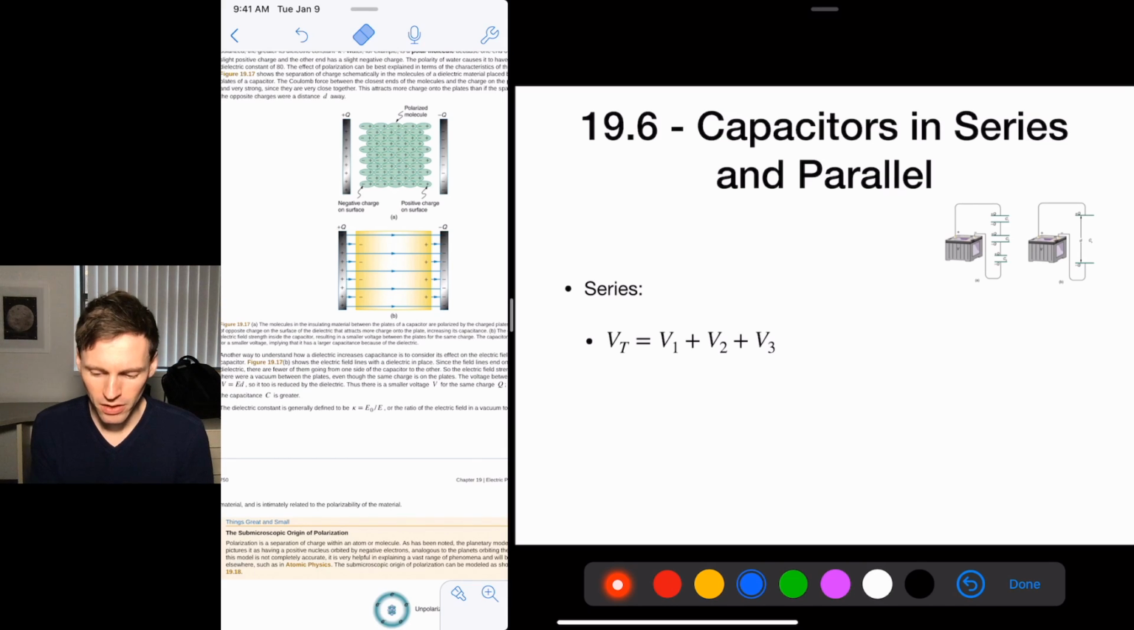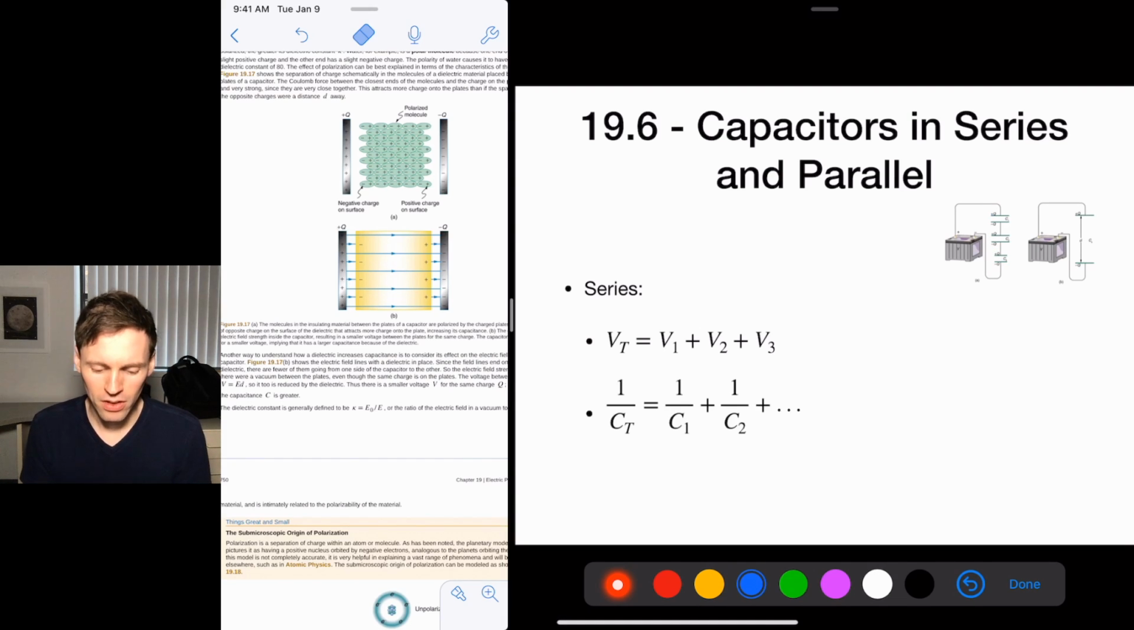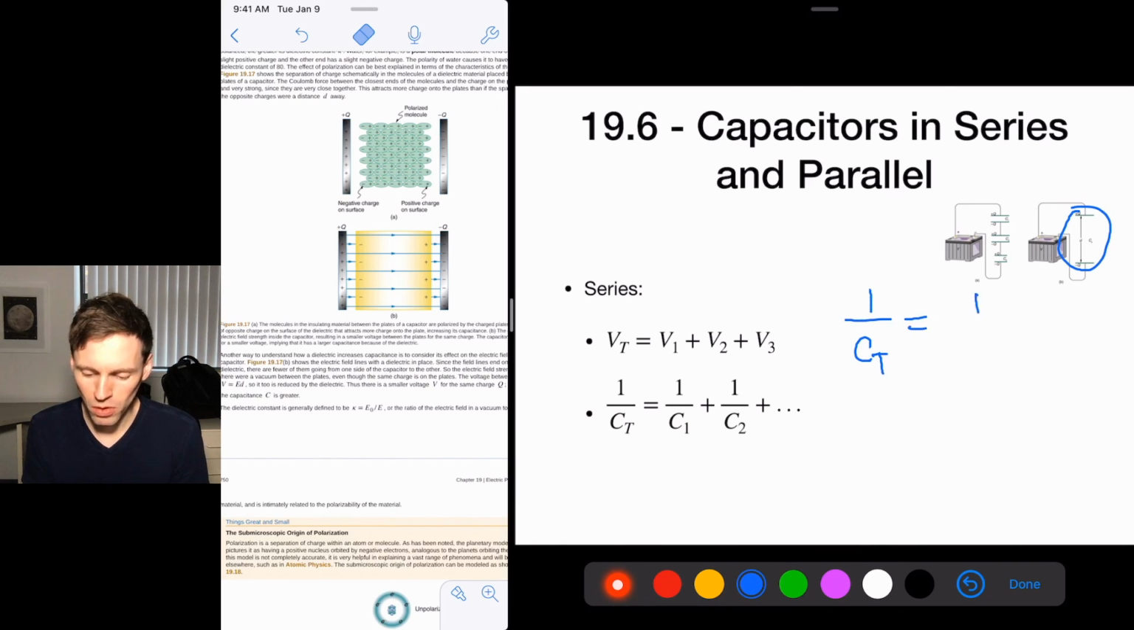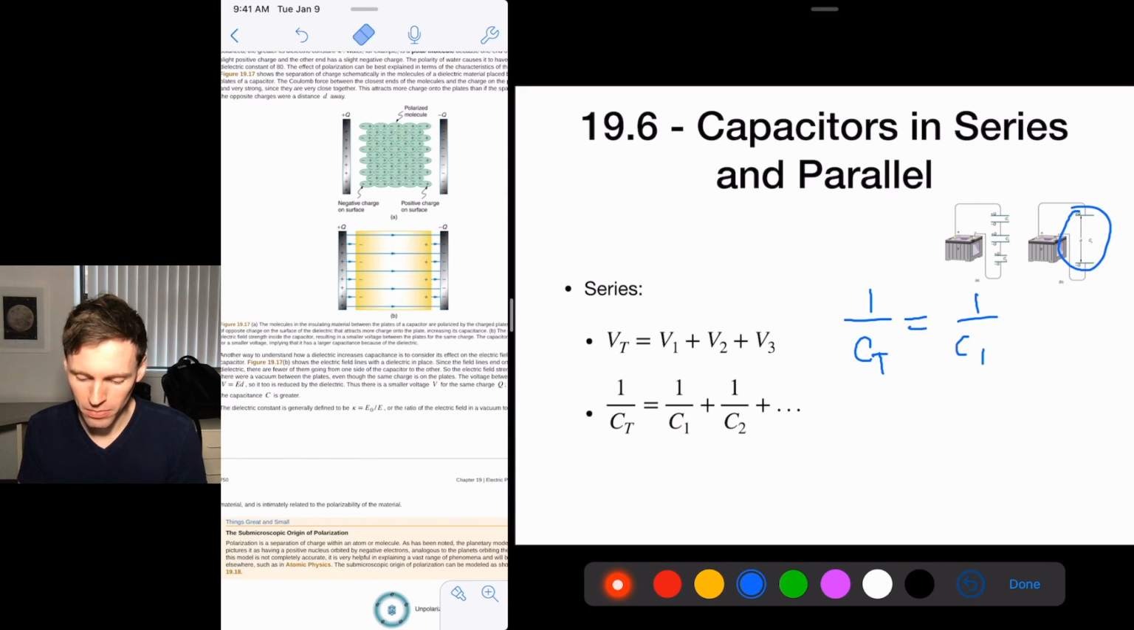So in series, the voltage from one side to the other is just the voltage across the first one plus the voltage across the second one plus the voltage across the third one. Okay? And then the total capacitance, if you want to treat this as one capacitor, is related to the inverse of each one. So it's a weird equation. If you want to calculate the total capacitance, you have to do 1 over every capacitance, add them all up, and then do 1 over that at the very end to calculate what it is.